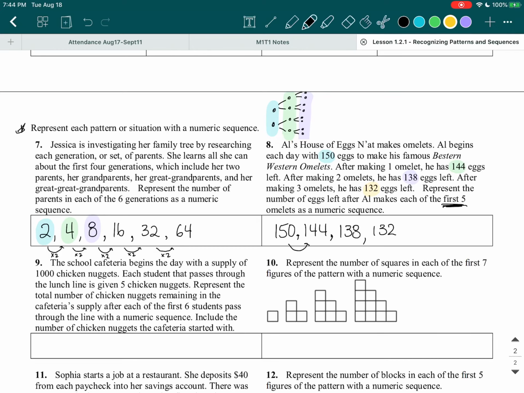So what is the pattern here? What are we doing every single time? I'll let you guys think about it. So we're going to pause the video now. You guys are going to think about it and see if you can get that last number.